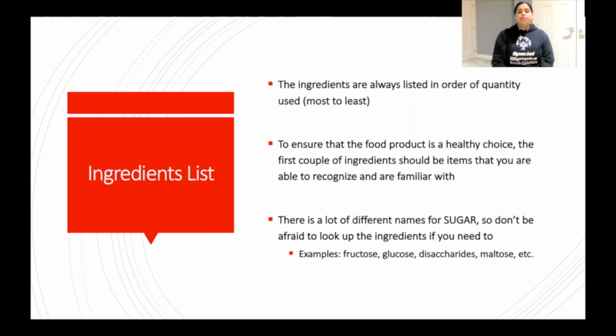For example, fructose, glucose, disaccharides, maltose, these are all different names for sugar. So if you are confused or you're not familiar with any type of ingredient, just look it up and it'll give you a clear picture of what kind of ingredient it is and whether or not it's healthy for you.